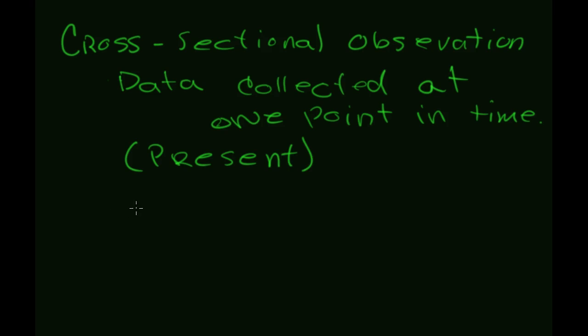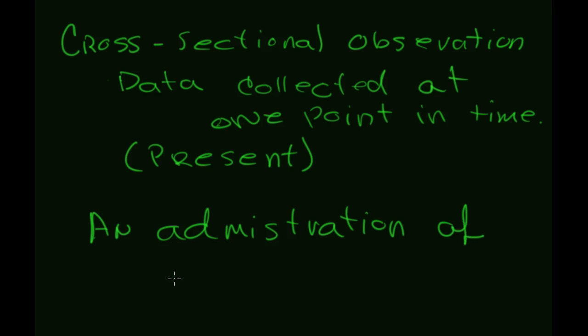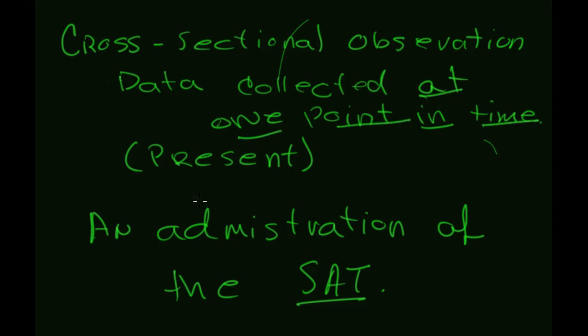Okay, an example of this would be something like an administration of the SAT. Everybody takes it at the same time. We're taking a measurement of a population of students, or at least a sample of them, and it's all happening all at once. So it's at one point in time. Okay, and usually we visualize that time frame as the present. So this would be a cross-sectional observation.